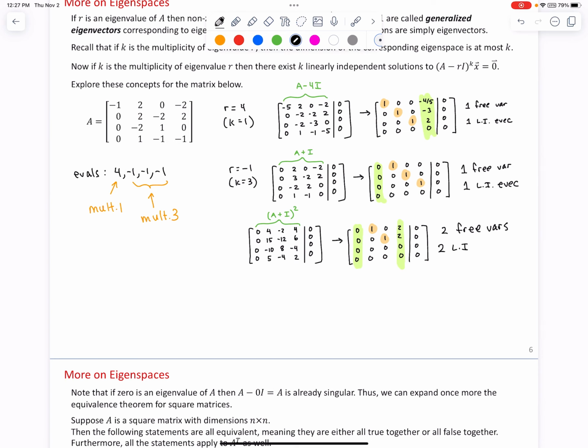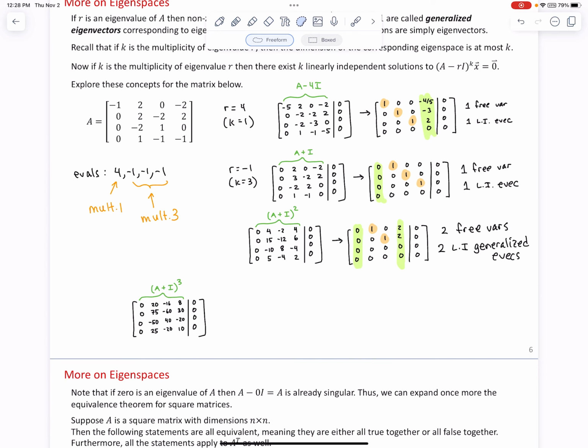So we call these generalized eigenvectors. But notice the number of free variables, or the number of linearly independent generalized eigenvectors that we can find in this case, doesn't yet match the multiplicity, which is 3. But if I do this one more time and cube A plus I, and I'll write that a little bit further to the left so I have space to write some more.